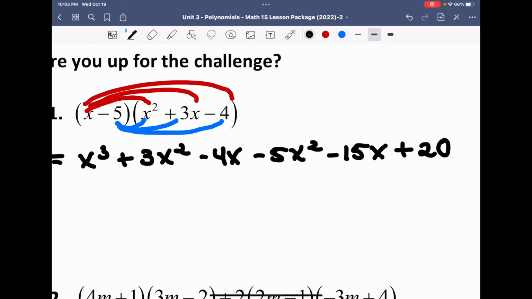All right, here's where the organization comes in handy. Whether you have different colors or shading techniques, we want to say, how many x squareds do I have? How many x terms do I have?